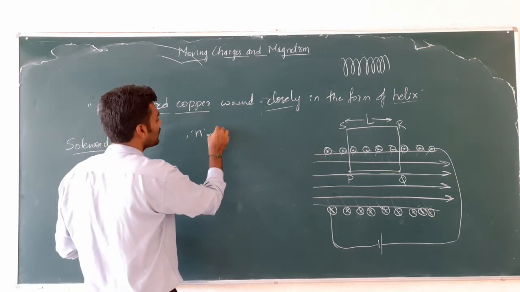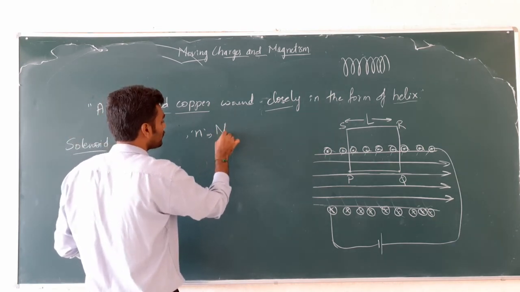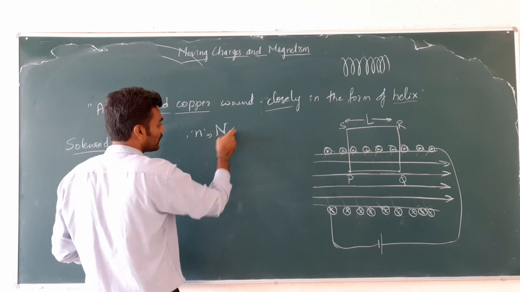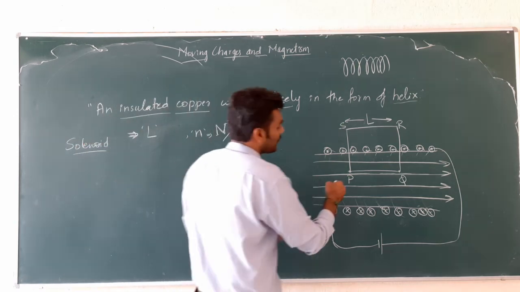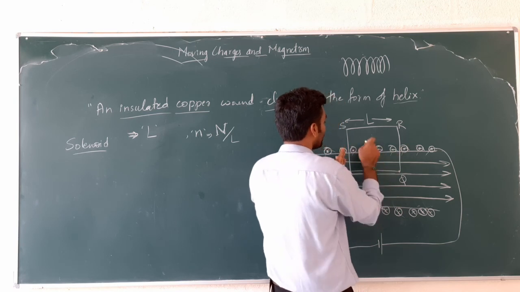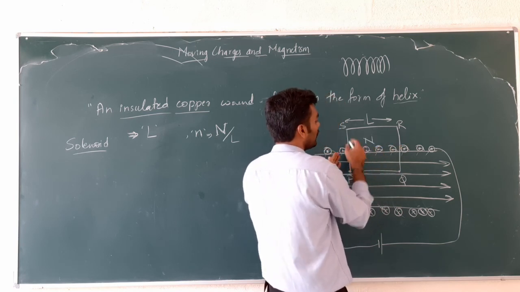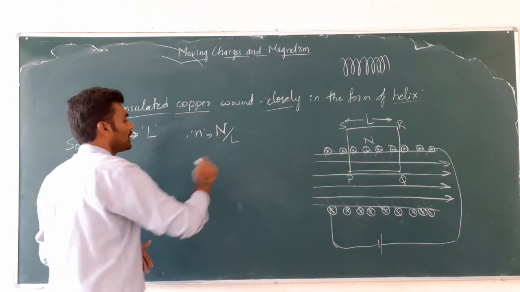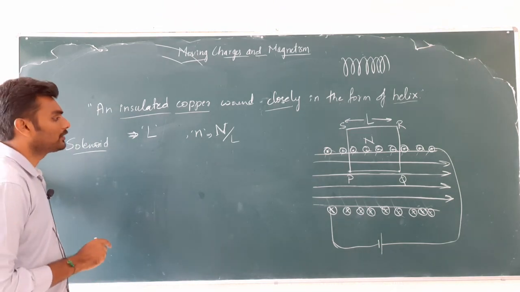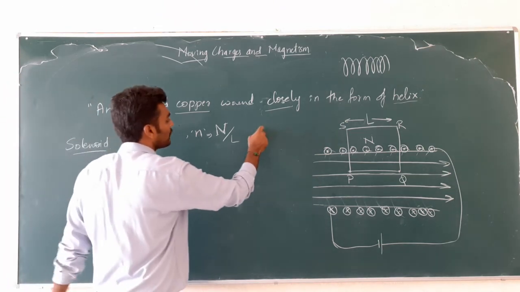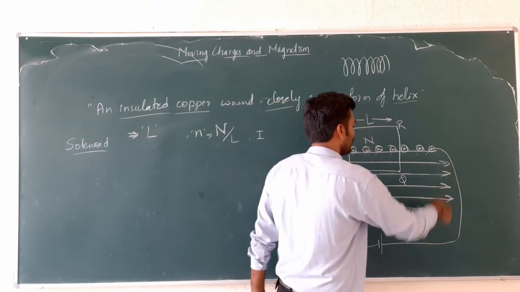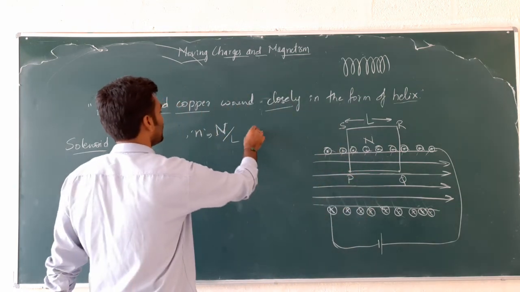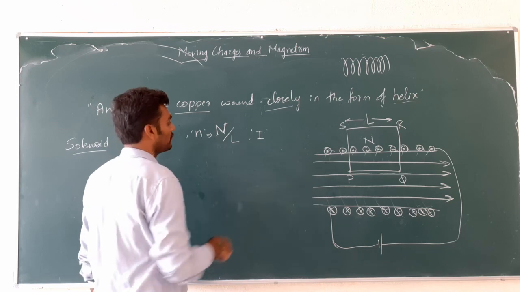Number of turns per unit length can be considered as the total number of turns in the chosen length L. Say you have N number of turns here, 1, 2, 3, 4, and the length is of a certain value, capital L. Then the number of turns per unit length is capital N by L. Easy. And let I be the current flowing through the wire. Whatever current enters here will flow through each of these turns and hence come back to the battery. So I is the current flowing through each turn of the solenoid.